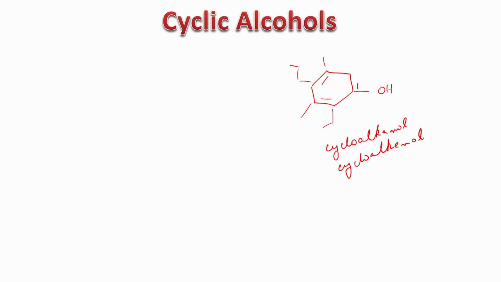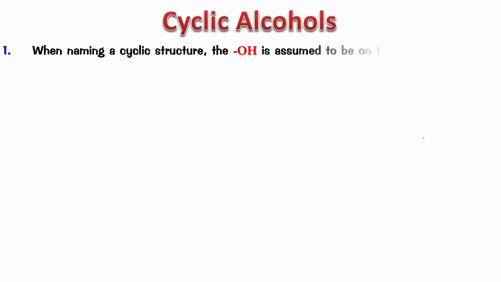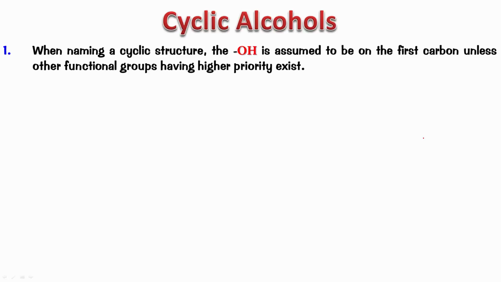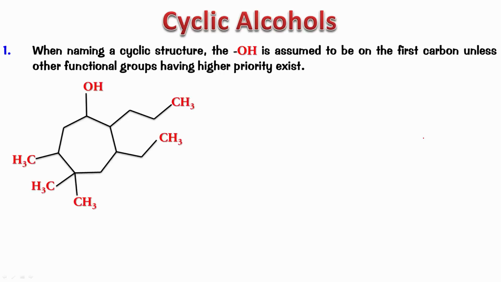So let's check out the rule. When naming a cyclic structure, the OH is assumed to be on the first carbon unless other functional groups having higher priorities exist. So right now we are only looking at monofunctional groups. Once we finish that, then we'll go for the polyfunctional groups. So let's try and name this. As usual, pause the video, name it, play back and check the answer.